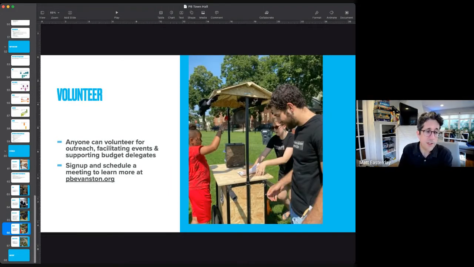And then if you're interested in helping support the process, you can volunteer to do things like canvass or facilitate neighborhood assemblies.